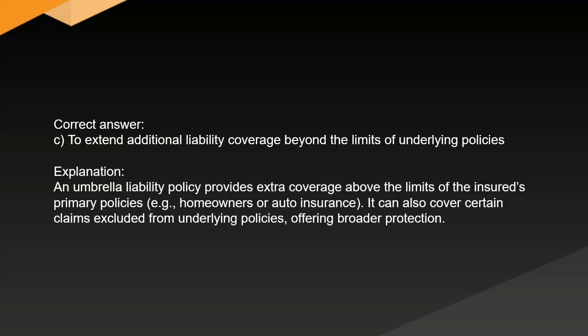Correct answer. C. To extend additional liability coverage beyond the limits of underlying policies. Explanation. An umbrella liability policy provides extra coverage above the limits of the insured's primary policies, e.g., homeowners or auto insurance. It can also cover certain claims excluded from underlying policies, offering broader protection.